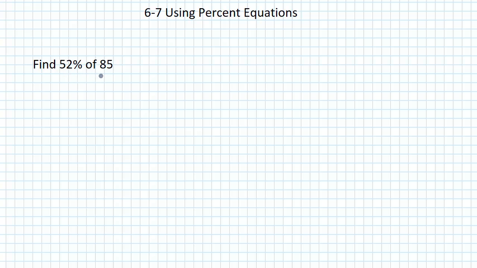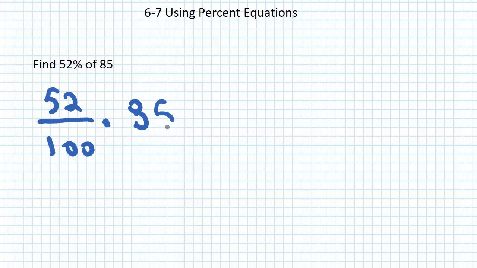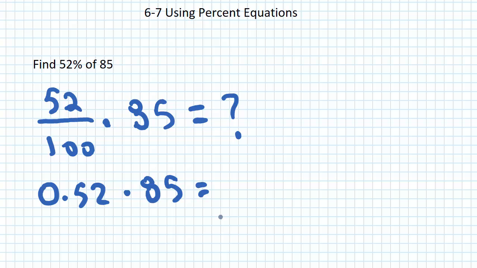Find 52% of 85. All right, so we could say 52% of 85 is what? Well, we just go ahead and multiply this. I think it's easier to change 52 hundredths into a decimal, so 0.52 times 85. Handy dandy calculator tells me that that is 44.2. So 52% of 85 is 44.2.